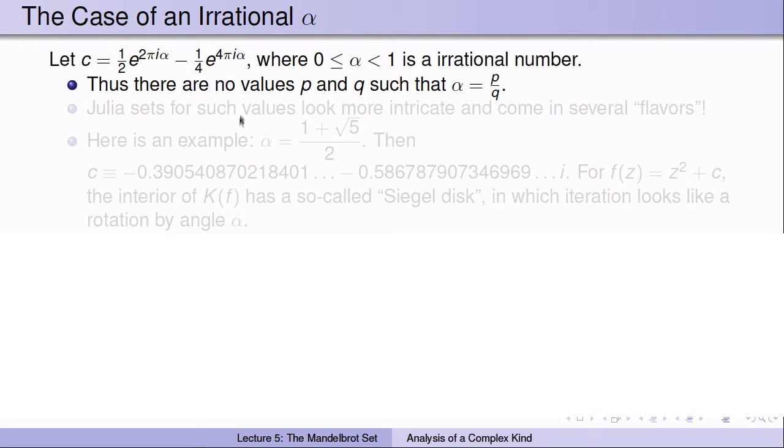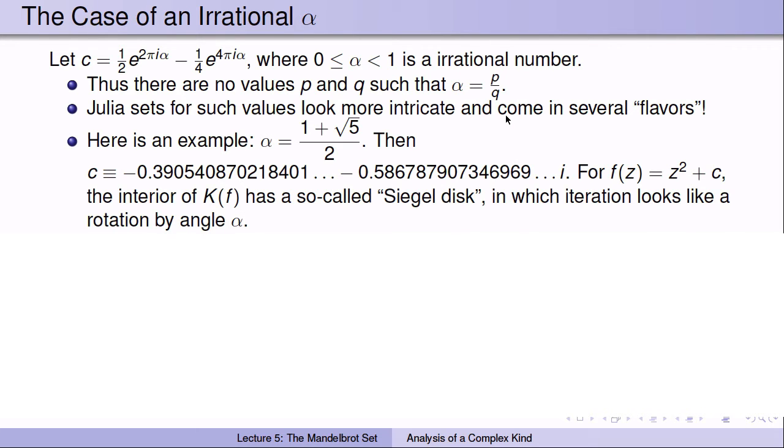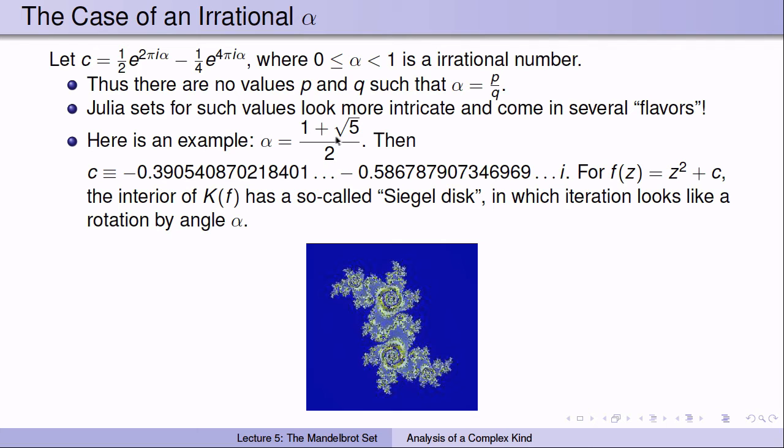Let's next look at a C value of the same form, but alpha is an irrational number. So there are no values p and q for which you could write alpha as p over q. Julia sets for such values look more intricate, and they come in several flavors. Here's a first example. For alpha equals (1 + √5)/2, that's an irrational number. Then you can calculate the corresponding C value just by evaluating this equation up here.